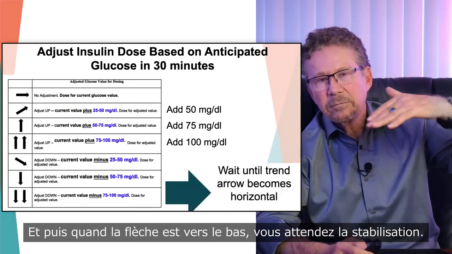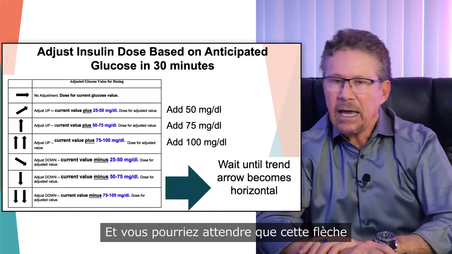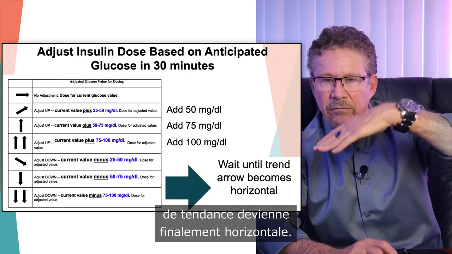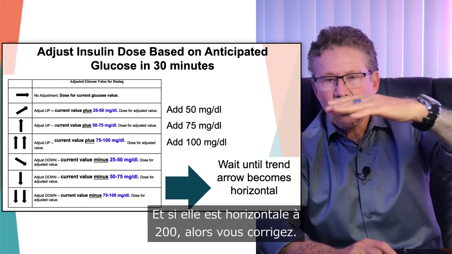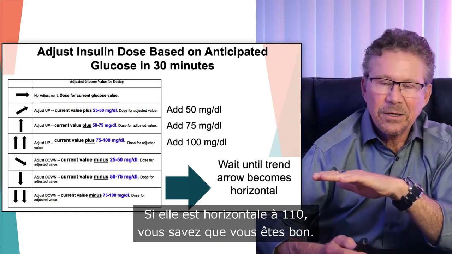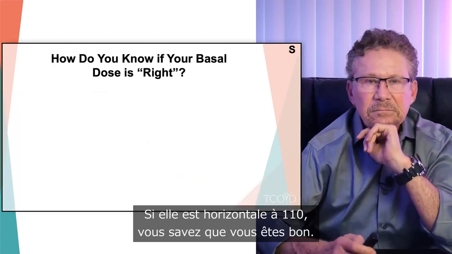And then on the way down, you sort of level off, and you could wait until that trend arrow eventually becomes horizontal. And if it horizontals at 200, then you correct. If it horizontals at 110, you know you're good.